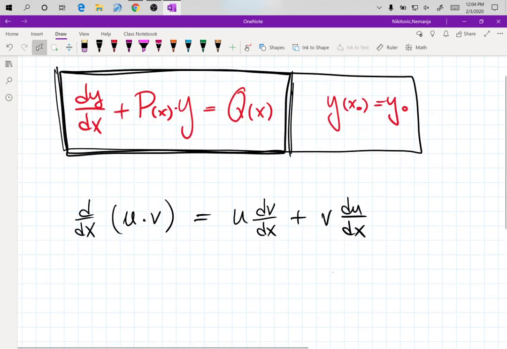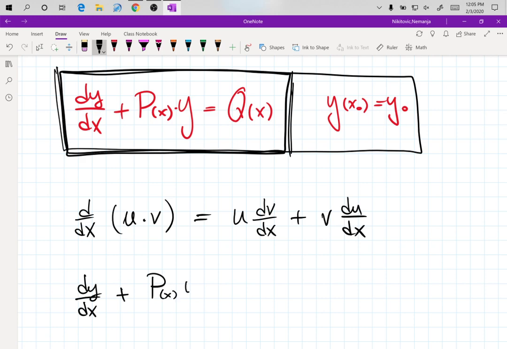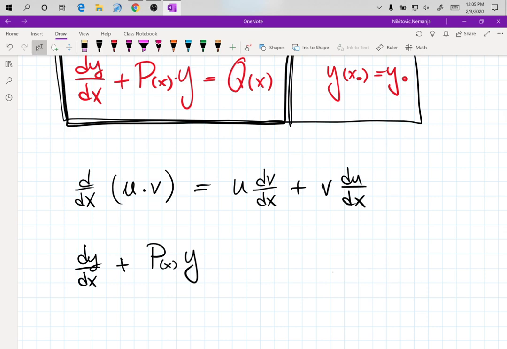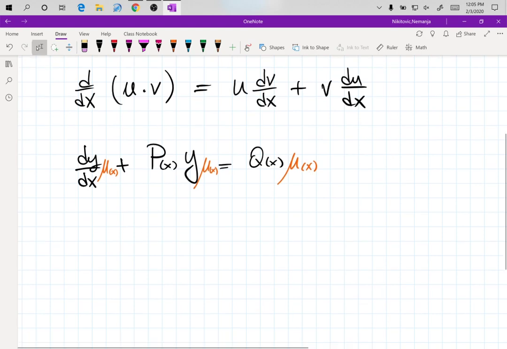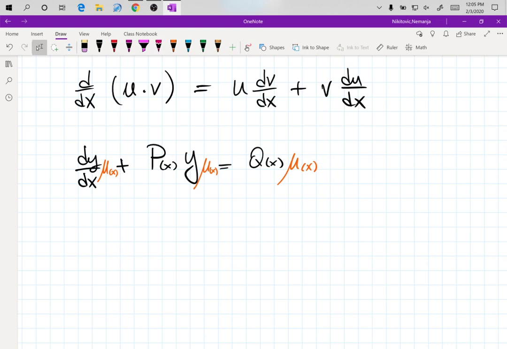So technically, when I have my dy/dx plus some function p of x times y, and y is a function y of x, equals q of x, I can multiply everywhere by this function mu of x, trying to get what we call the product rule on the left. And then we can condense that into a single derivative, integrate, and solve the problem.